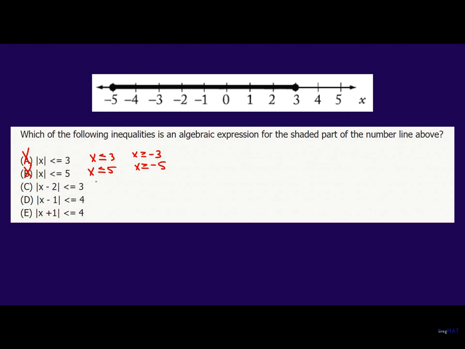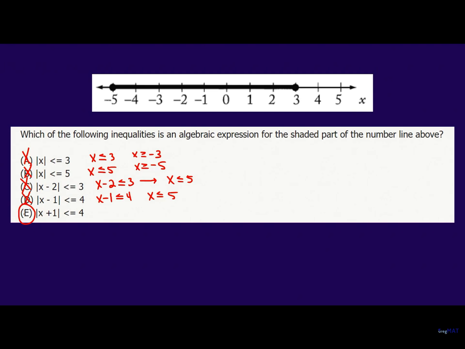So this is going to be x minus 2 is less than or equal to 3. What does that translate to? That translates to x is less than or equal to 5. Does that work? No, I don't have the 5, right? See how I'm missing the 5? Okay, this one is going to be x minus 1 is less than or equal to 4, plus 1 to both sides, x is less than or equal to 5. Again, that does not work. So the correct answer must be E.